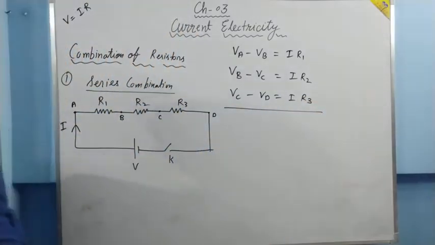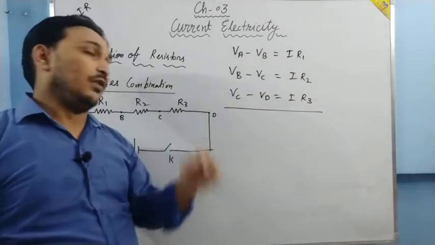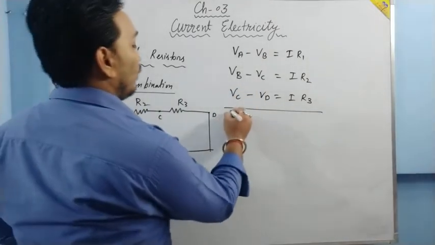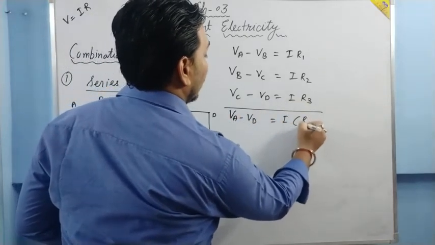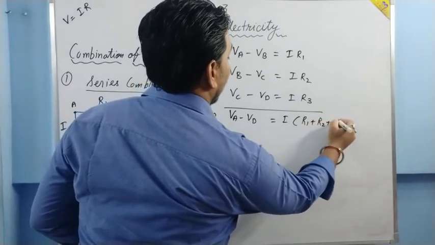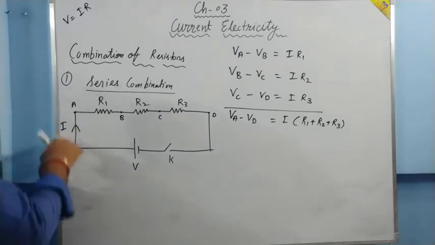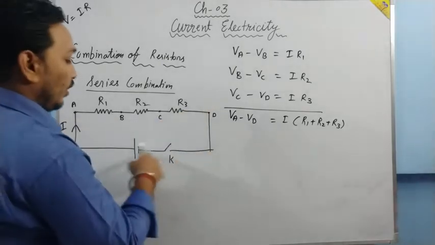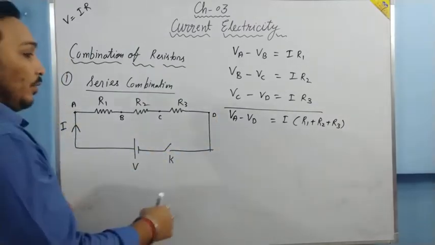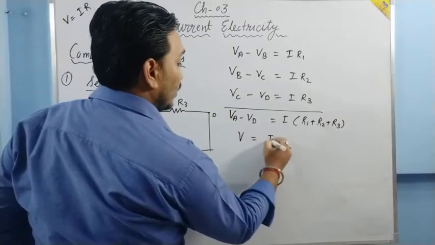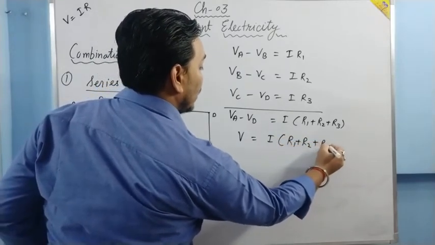When we add all of them, VB and VB will be cancelled out. VC and VC will be cancelled out. We are going to have VA minus VD. Here if we take I as common, it will become R1 plus R2 plus R3. Now A is the point which is connected to the cell. D is the point which is connected to the cell. So basically the potential difference between A and D will be equal to the potential difference between the plates of the cell. So it will become V equals I times (R1 plus R2 plus R3).